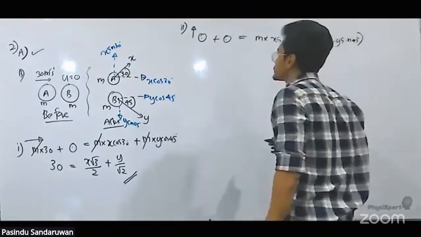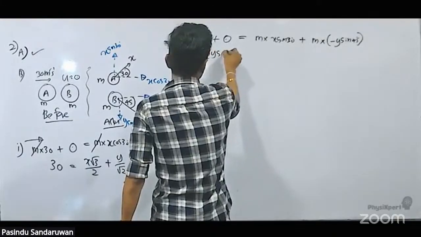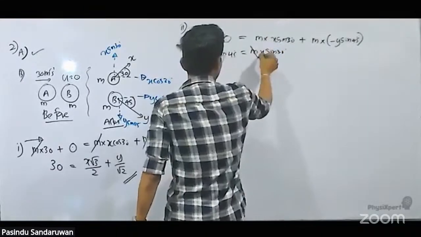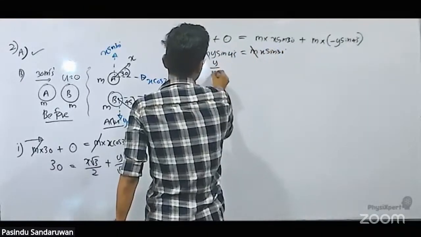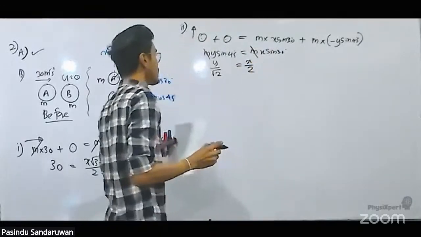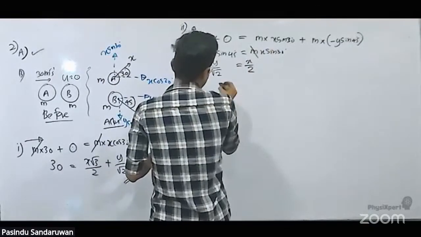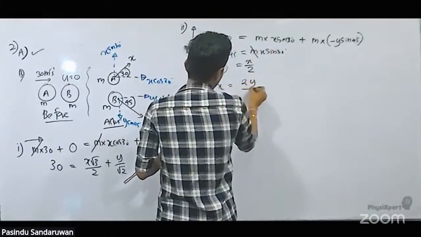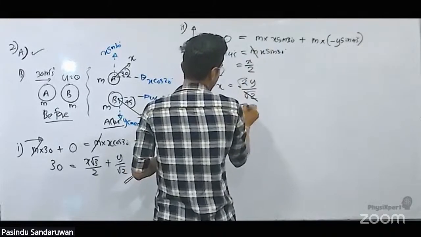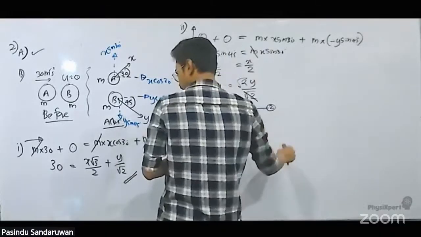Vector rules, right? Take this to the other side, then my sine 45 equals mx sine 30. M to M cancels. Sine 45 is 1 over root 2, no? Sine 30 is half, right? Then these two are going to cancel. X equals 2y over root 2. 2 is root 2 times root 2. Then x equals root 2y. Right? If you simplify it, it cancels.